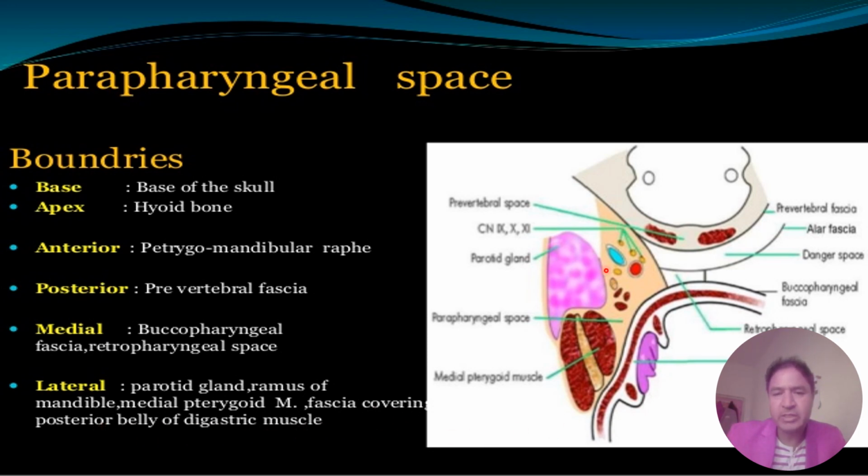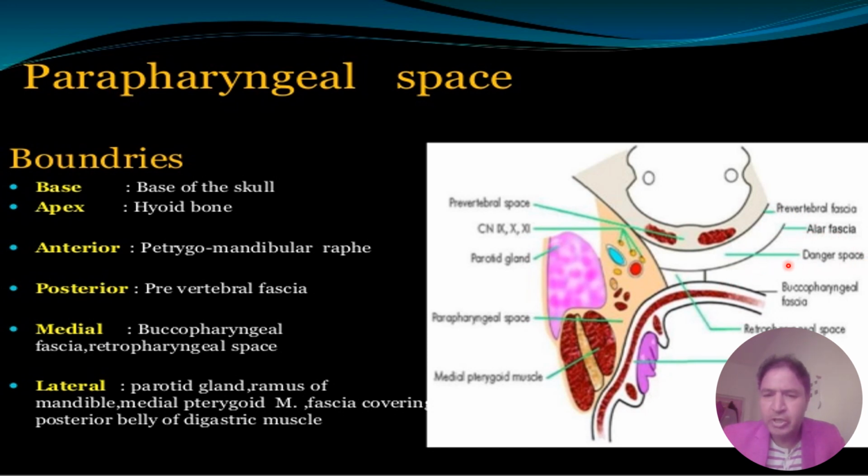So this is the space. Now we have the prevertebral space. We have cranial nerves 9, 10, 11 nearby here. Then we have the parotid gland, and the retropharyngeal space at the back of the pharynx, and this is the medial pterygoid muscle. This is the masseter muscle. Then this is the prevertebral fascia. Before the vertebra, this is the alar fascia.